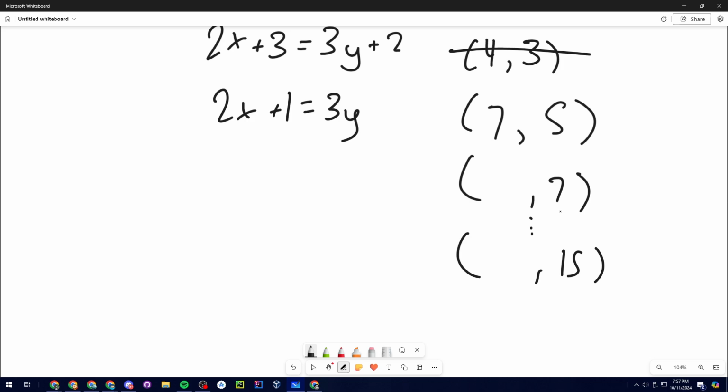Wait, 15, why does that seem wrong? 45, 44, 22. So that doesn't work. So this would be 22, which is bad. So I'm just going to erase this. I guess I'll just write out all the possible cases.